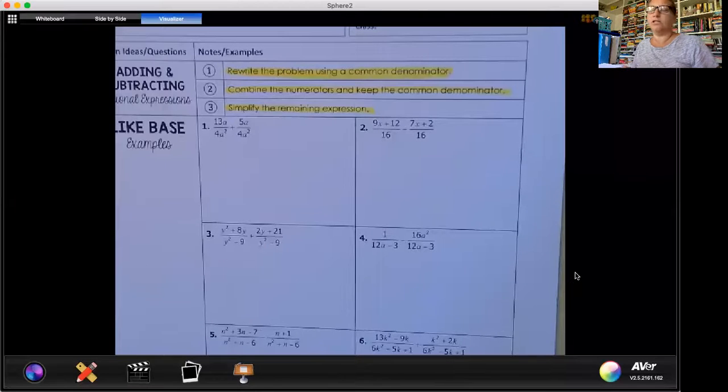Hey guys, today we're going to work on the other operations that deal with rational functions. We're going to learn about addition and subtraction. The thing with addition and subtraction is you have to have a common denominator. You can't add or subtract if the denominators are not the same. So if they're not the same, you have to make them be the same by finding a common denominator.